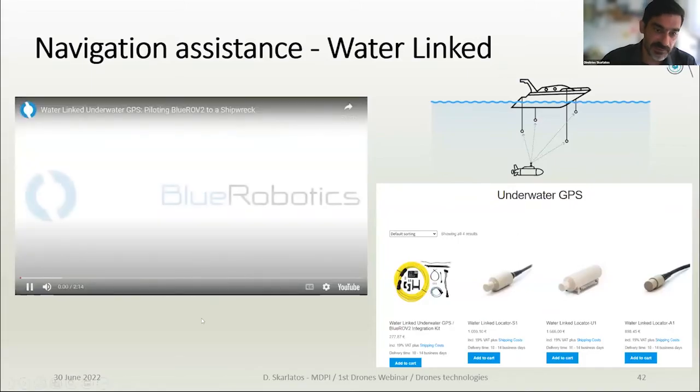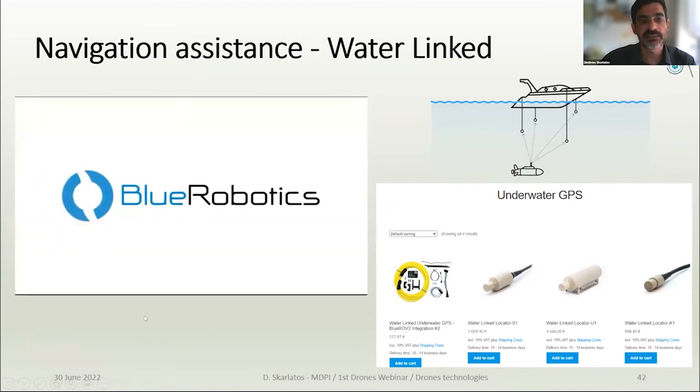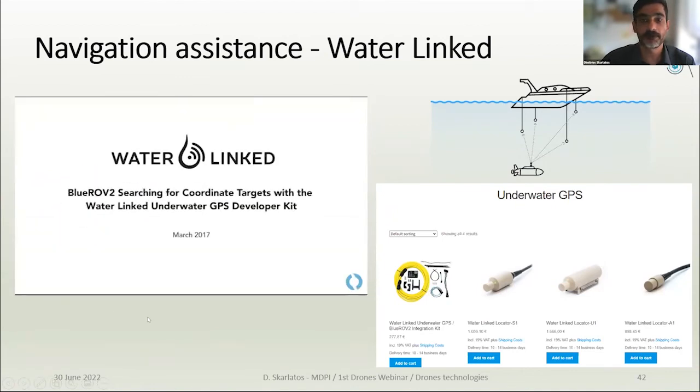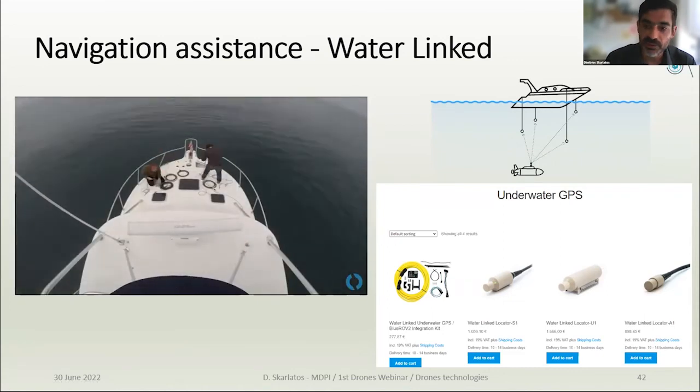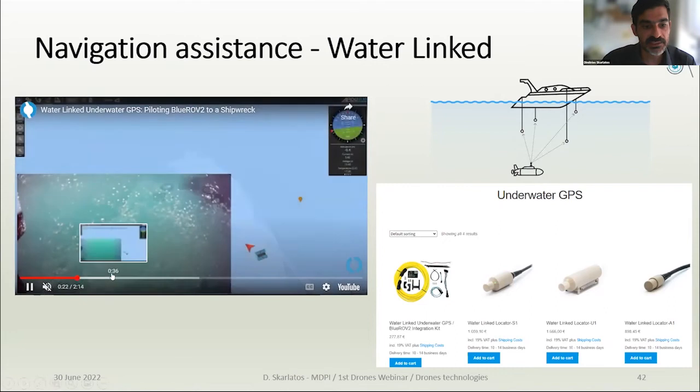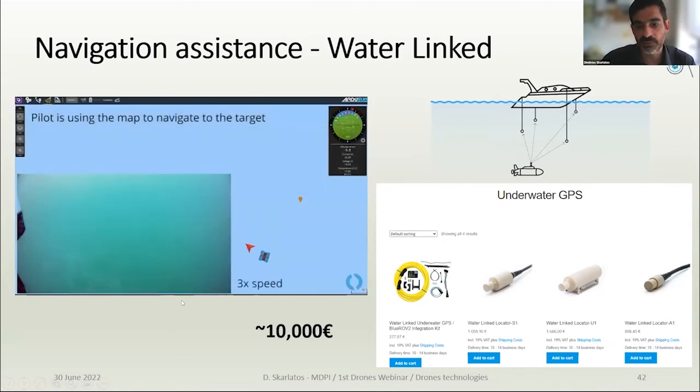The next thing you need to address is navigation assistance. And of course, Blue Robotics support this. They have developed a system, Waterlink they call it, with an acoustic positioning sensor, basically a short baseline SBL acoustic positioning system, which is nevertheless not cheap. The cost is about 10,000 euros. I summed up the necessary equipment from the site last night.